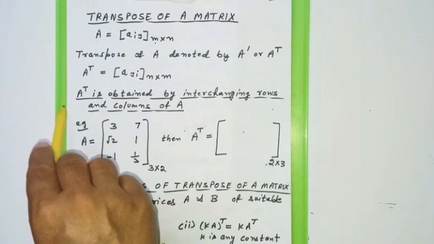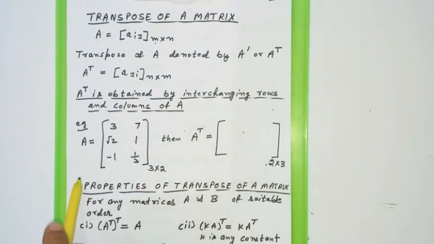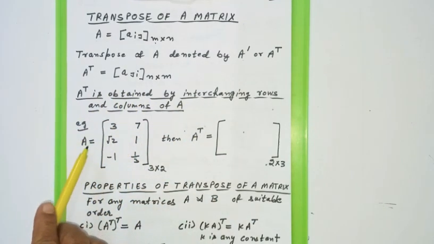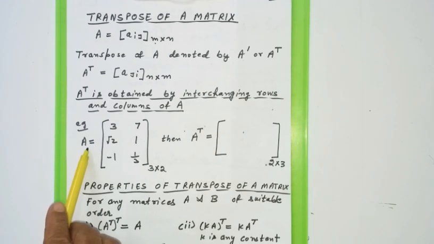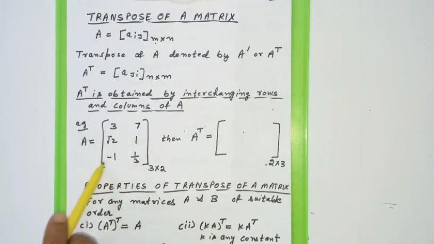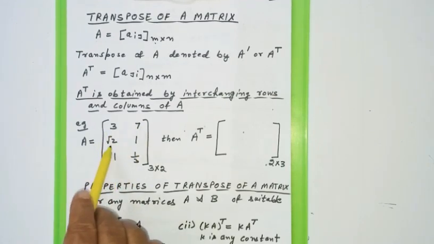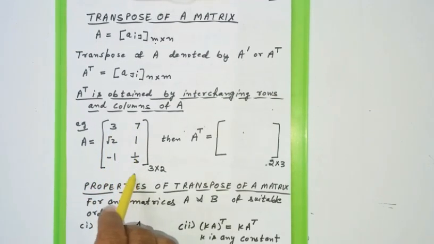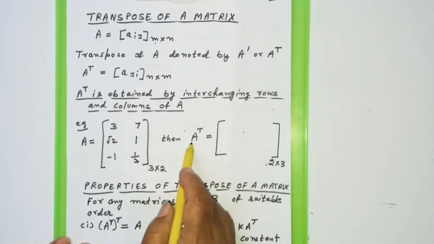That means rows have changed into columns and columns have changed into rows. Let us discuss one example. Consider this matrix A which is a 3 cross 2 matrix. You can see it has got 3 rows and 2 columns: 3, 7, root 2, 1, minus 1, 1 by 3. Now let us see how shall we write A transpose.